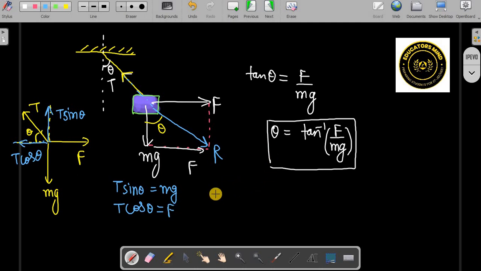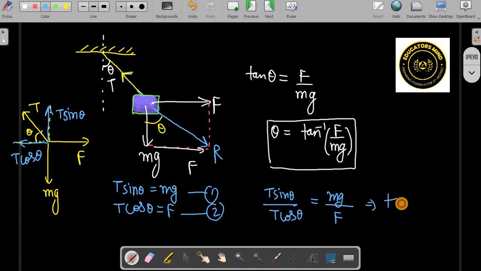So you can take the ratio, sin by cos ratio. Tension sin theta is mg and tension cos theta is F. So divide, this is first, this is second. Tension sin theta by tension cos theta is equal to mg by F. So from here tan theta becomes mg by F. Correct?